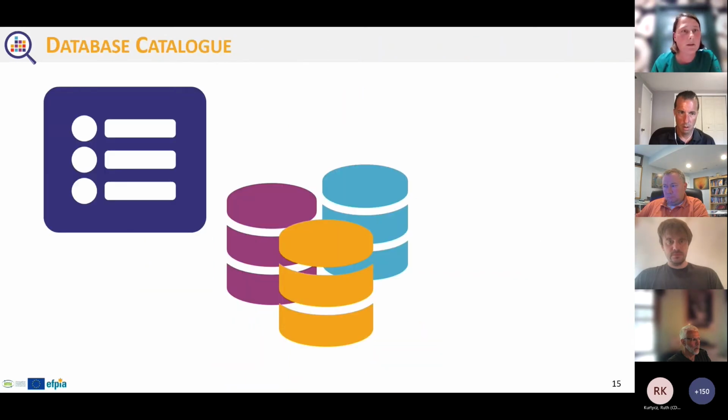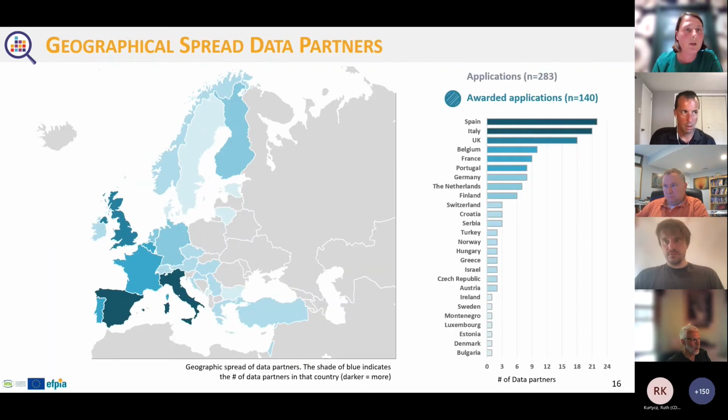But let's go into the database catalog, because the question is, what does it actually do for you and how does it look? First, what you see here is the geographical spread of the data partners. As I explained, in EHDEN, there's a harmonization fund that enables data partners to convert their data to the OMOP CDM. And as I also mentioned, there are some calls where people can submit their proposals.